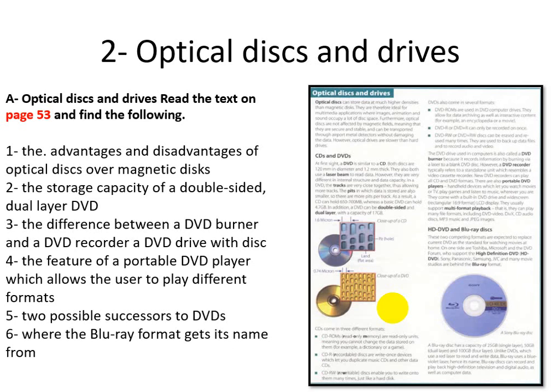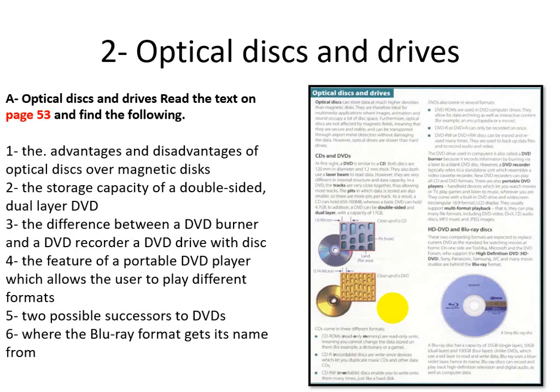So looking at the first request, optical discs and drives is requesting you to read the text on this page. This is page 53 in your book, which you already have, and find the following. He wants you to find the following answers. He asks in question one for the advantages and disadvantages of the optical disc over a magnetic disc. Okay? So now you need to do a compare and contrast. Draw two boxes and put the advantages and disadvantages of the optical discs and the magnetic discs that we've done already, yeah?